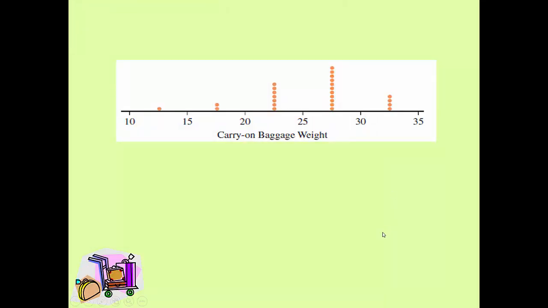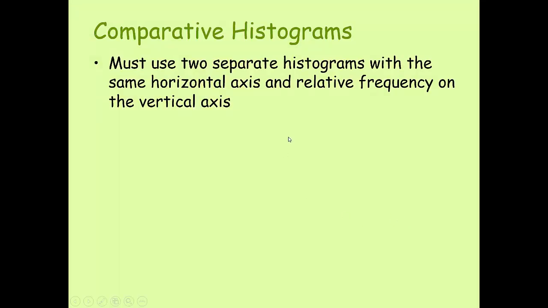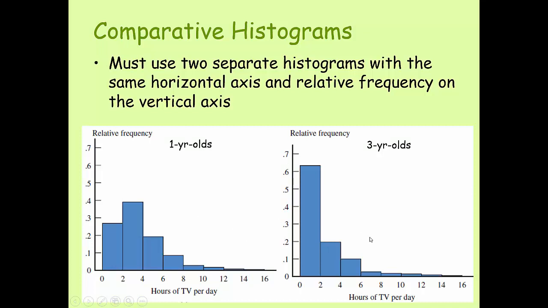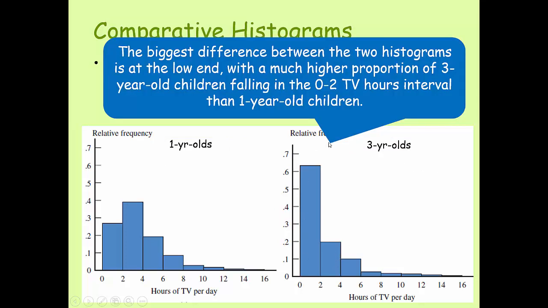From that, I can make my rectangles the height of the data values, my frequency. And so it makes it easy to see how I can do this continuous histogram. We can have a comparative histogram, but in this case, you actually must make two separate ones to make comparisons. So we can see here from children watching TV, 1-year-olds to 3-year-olds, it certainly looks like the 3-year-olds, this area here is the largest from 0 to 2 hours, but it makes it easy to see. And we can also see that this would be something that would be skewed to the right.